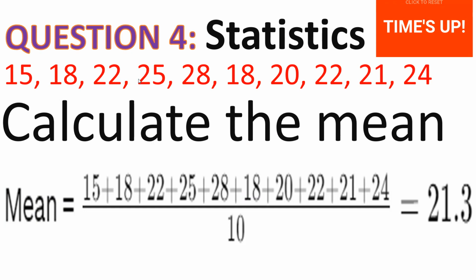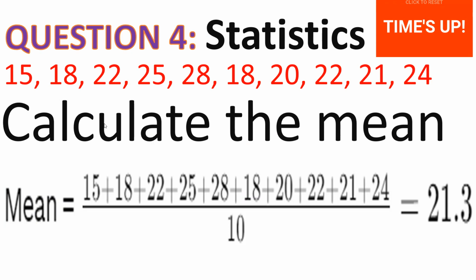1, 2, 3, 4, 5, 6, 7, 8, 9, 10. We have 10 numbers. Adding all numbers, divide by 10. Answer is 21.3. We have done our question 4. Another 10 points you can write on your exam pad.